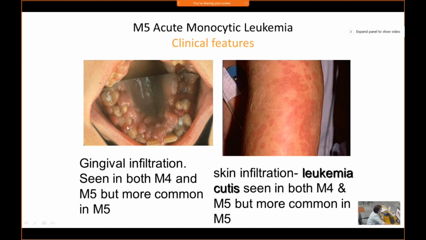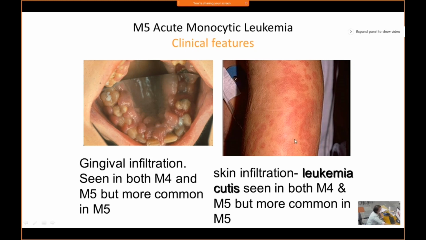And I'm just putting these pictures because these are the questions which may come as objective type. When you have hypertrophy of the gingiva like this, you can see that the gingiva is totally hypertrophic. These cases usually happen in M4 or M5. M5 is mostly monoblastic, M4 is monoblast along with promonocytes and monocytes. Okay, so these cells, when they proliferate, infiltrate into the tissues. That's why you get a lot of gingival hypertrophy in AML, M4, M5. Okay, so this could be an objective question.